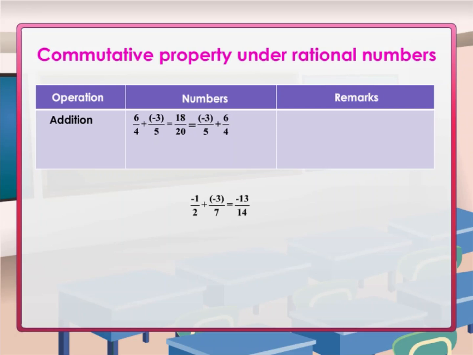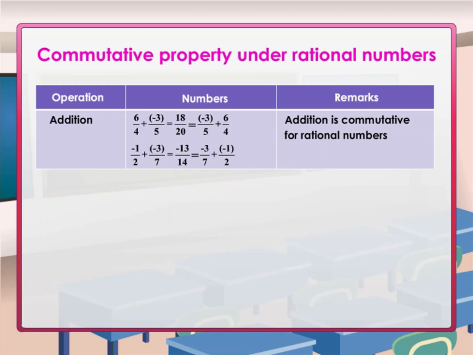If we add two negative rational numbers, say minus 1 by 2 plus minus 3 by 7, we get minus 13 by 14. As we have done before, if we interchange and add the negative rational numbers, we get minus 13 by 14. Therefore, addition is commutative for rational numbers.